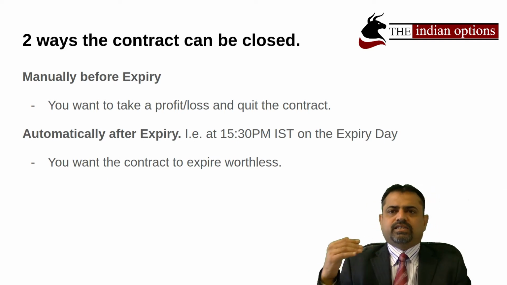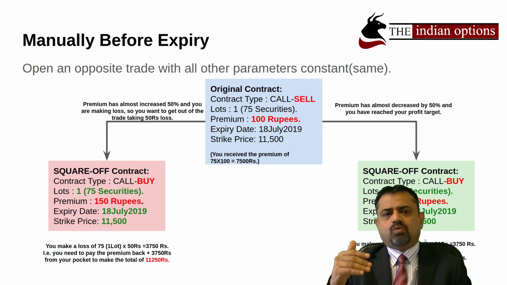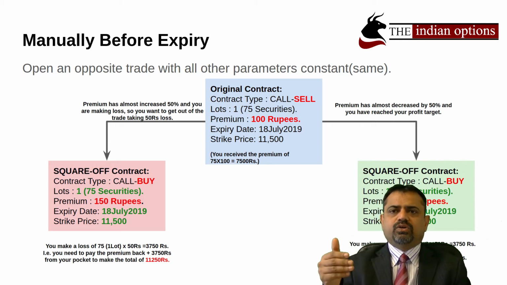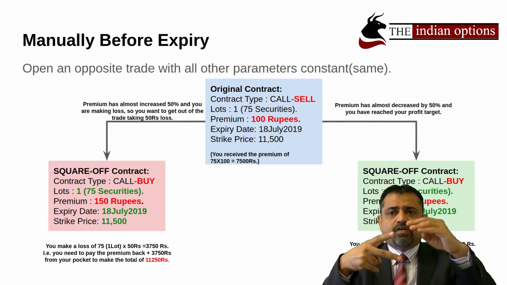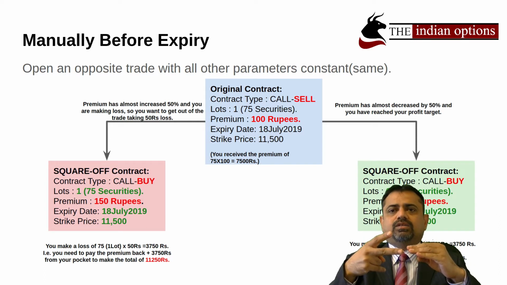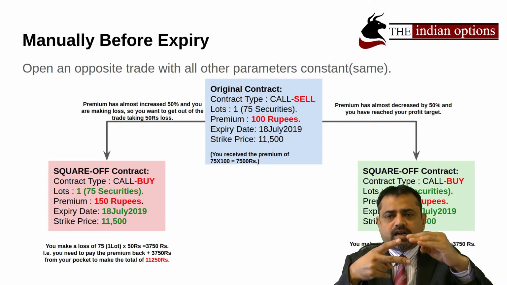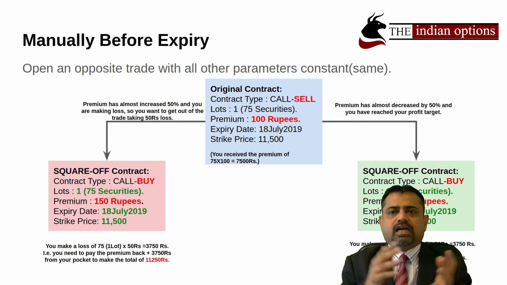Now let's take an example of manually closing the contract one by one. How do you close the contract? To close the contract you have to open exactly the opposite kind of trade, which means you open two trades. First you open a sell trade, then to close this trade you will have to open a buy trade. Or you open a buy trade and then you will have to open another, a sell trade, for the same contract, and then they cancel each other out, and that's how you close the contract.